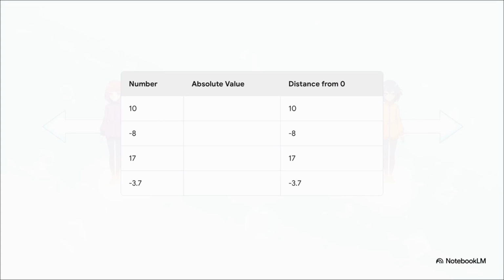The absolute value of 10? Well, it's 10 units from 0, so it's 10. The absolute value of negative 8? It's 8 units away from 0, so it's 8. The absolute value of negative 3.7? You got it, it's 3.7. See the pattern? Taking the absolute value is like stripping away the negative sign, leaving you with just the pure size, the pure magnitude of the number.